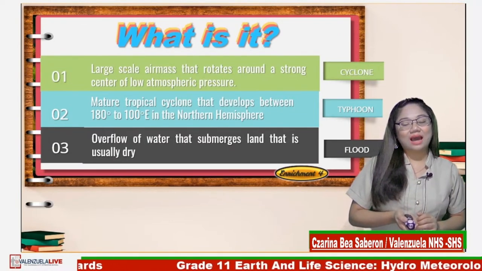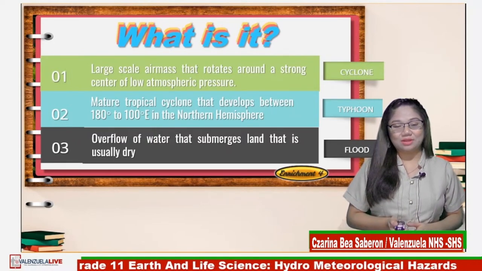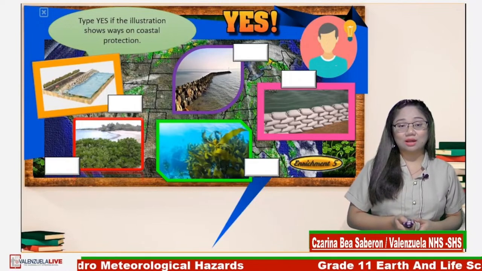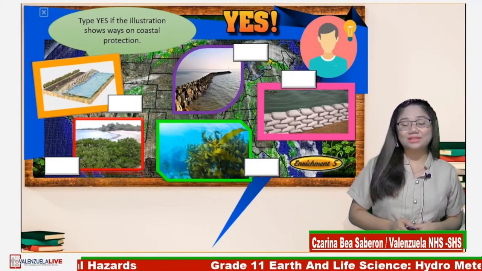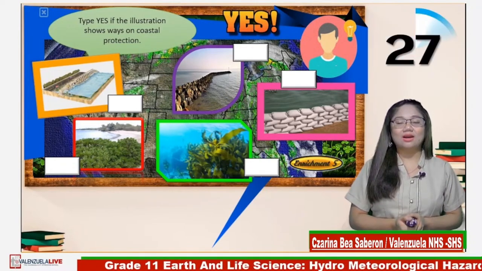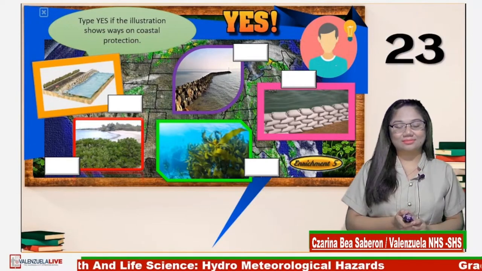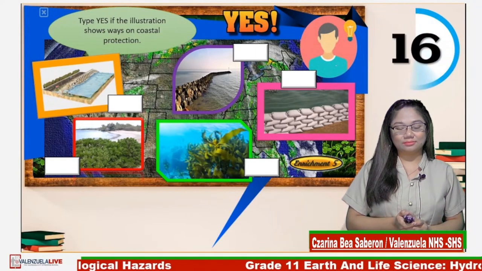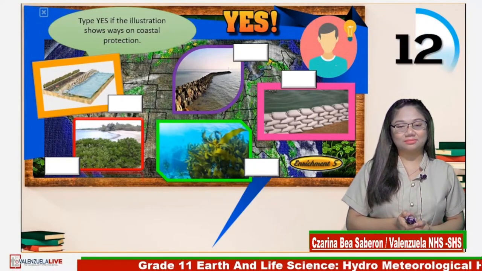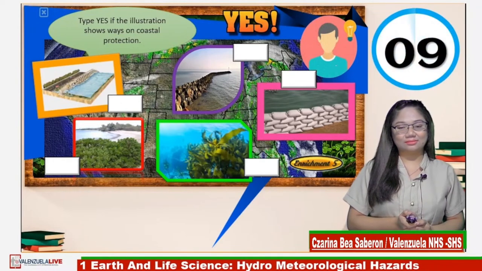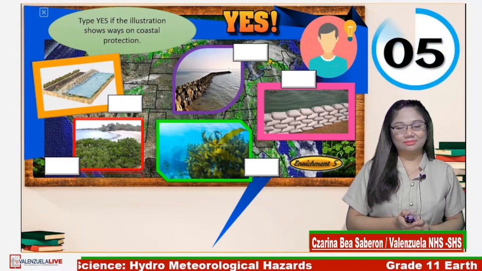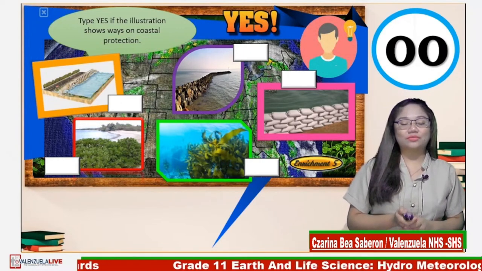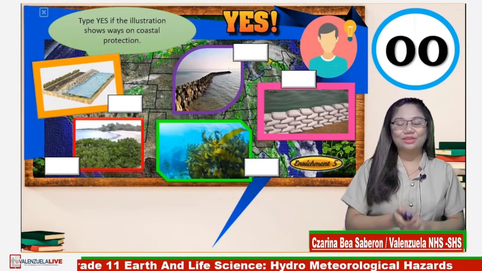Now, down to our last enrichment activity for this topic. Type in yes if the illustration shows waves on coastal protection. You have 30 seconds to think about the answer and key it in on the comment box. You've got 15 seconds left. All right, time's up. For the first one, if you answered yes, you are correct because this is what we call seawalls and bulkheads.